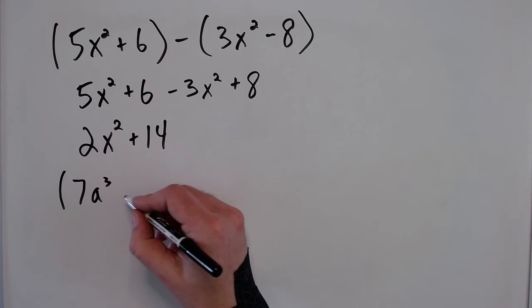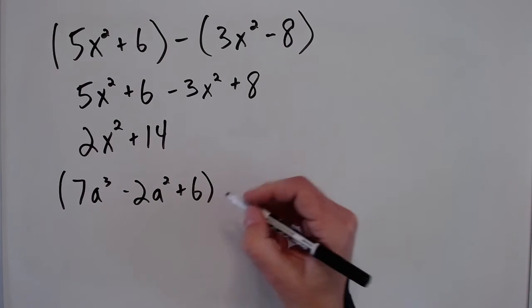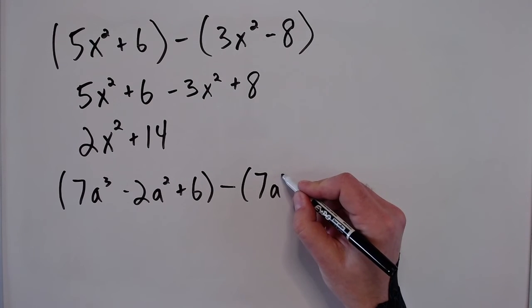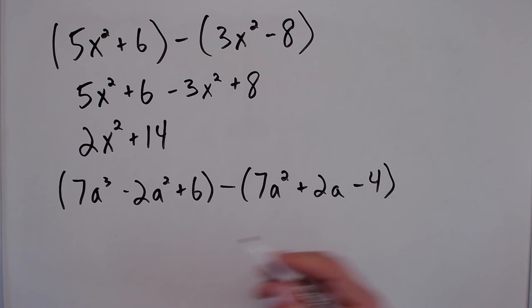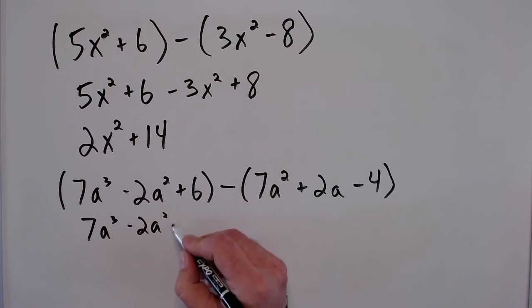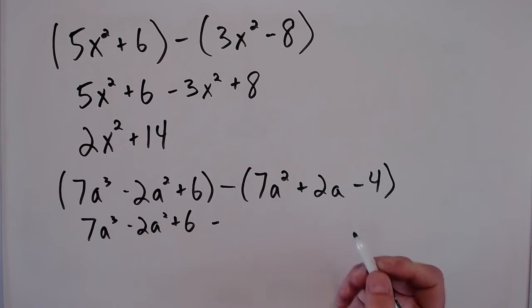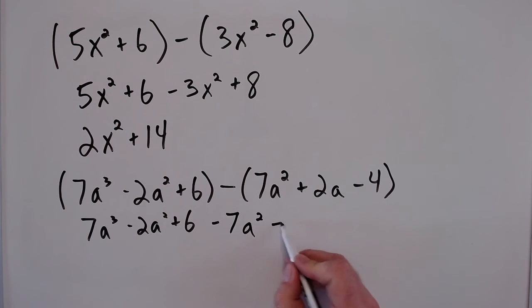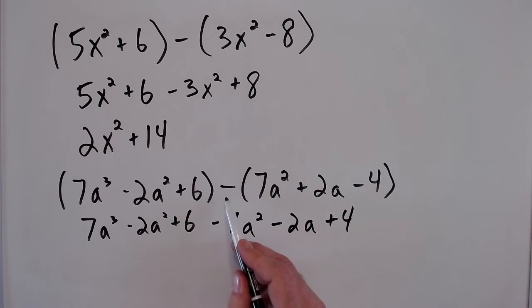7a cubed minus 2a squared plus 6 minus 7a squared plus 2a minus 4. All right, we're going to rewrite it again. This part stays the same. Plus 6. Remember, this minus is going to flip the sign of everything on the inside. So we have minus 7a squared minus 2a plus 4. This minus flips because of the minus out here.